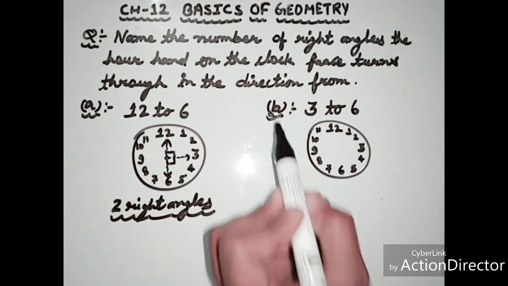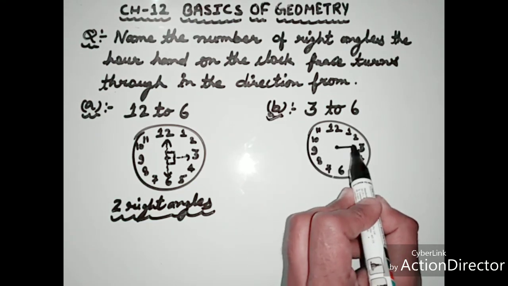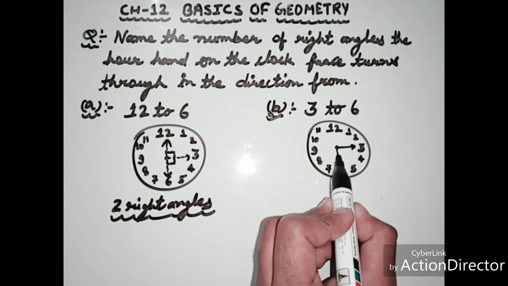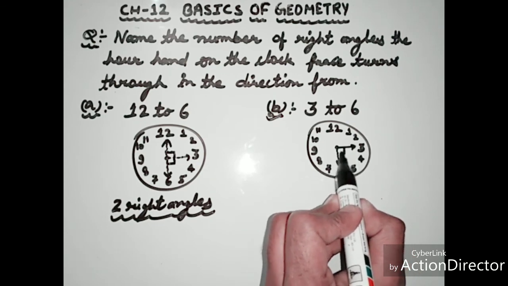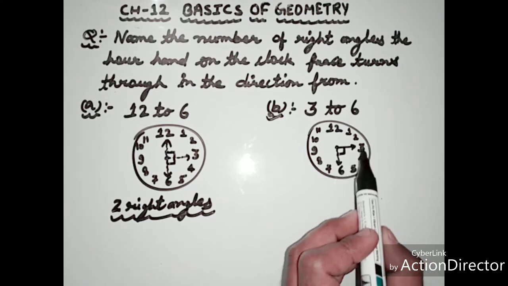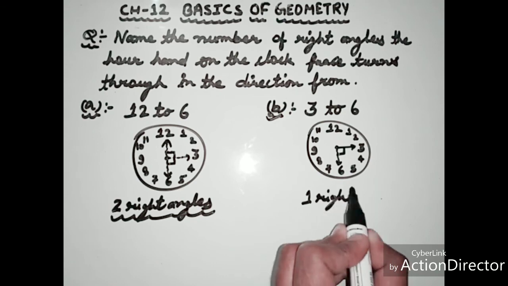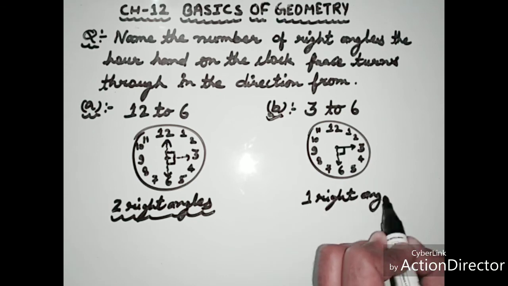Now example number B, 3 to 6. Here our hand moves from 3 to 6. When it moves from 3 to 6, it makes only one right angle. So here we write one right angle.